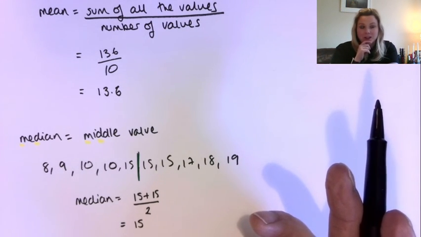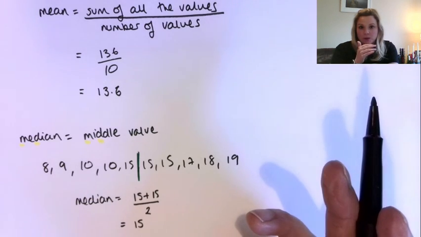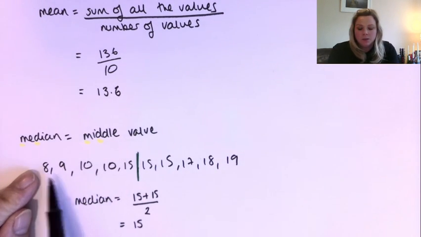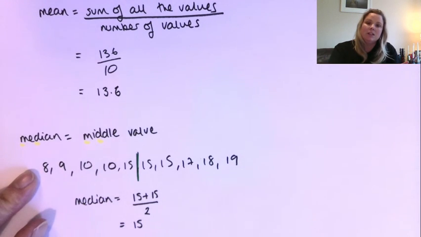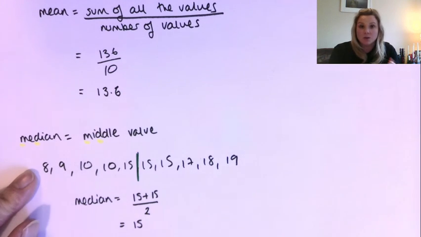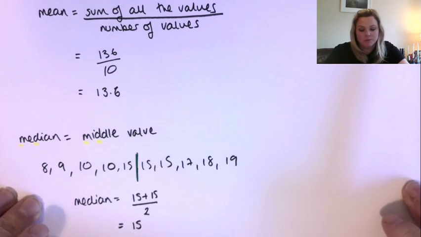A wee sneaky way that you can always figure out where the middle value is going to be. We had 10 values here. If I add 1 onto that, I get 11. Divide by 2, 5.5. So that's halfway between 5 and 6. So halfway between the 5th and the 6th value, which is this here. Okay, so you will remember doing that before.